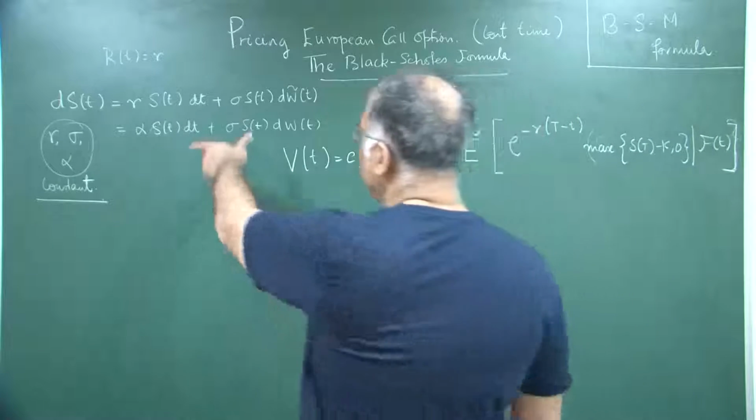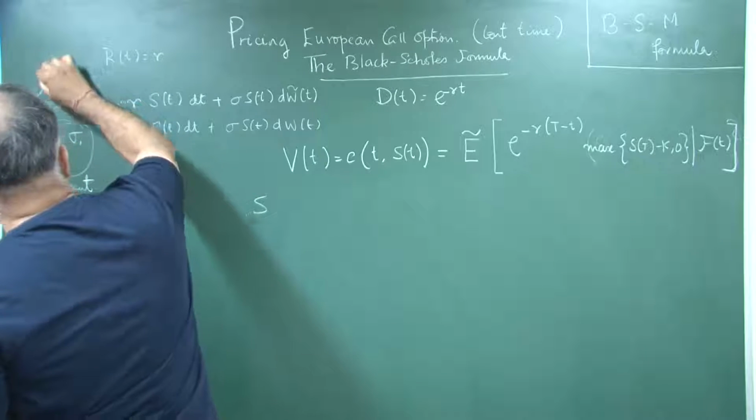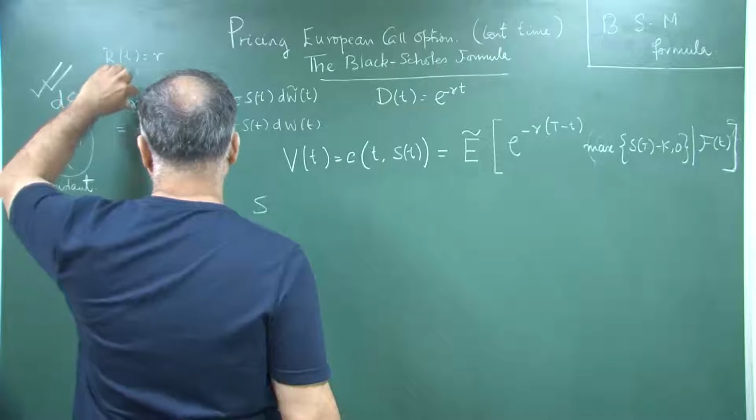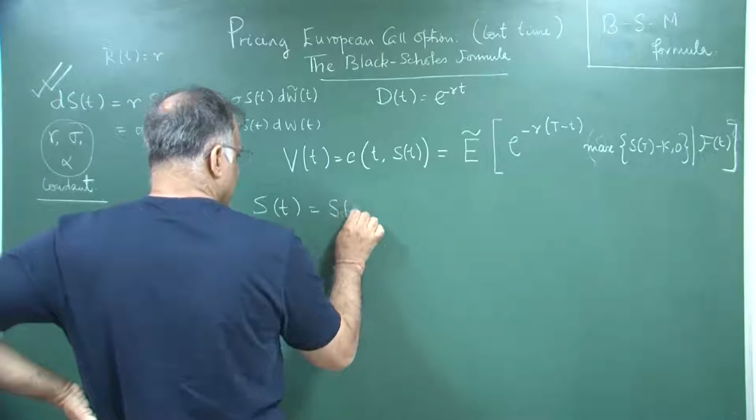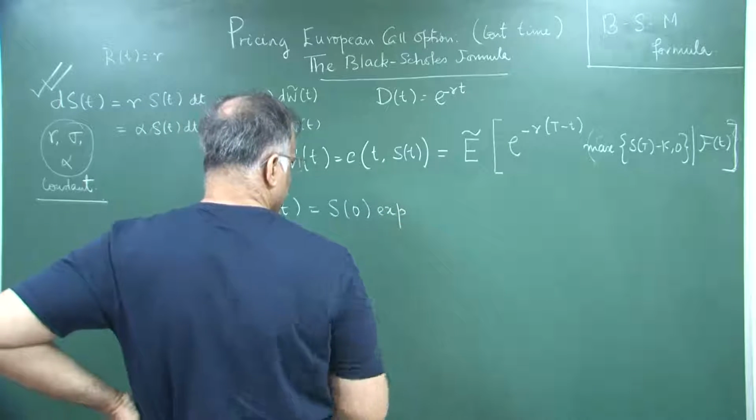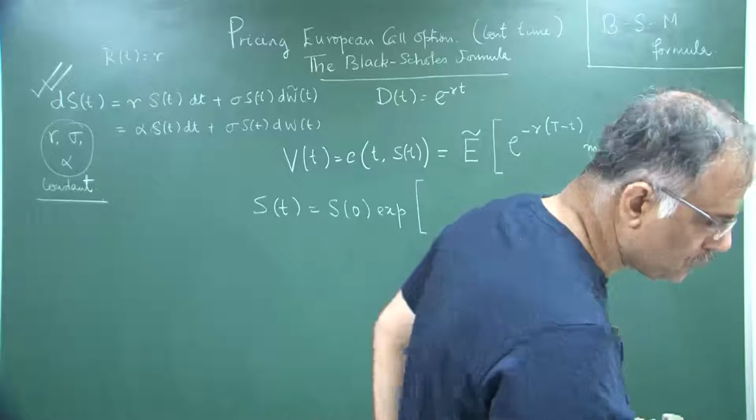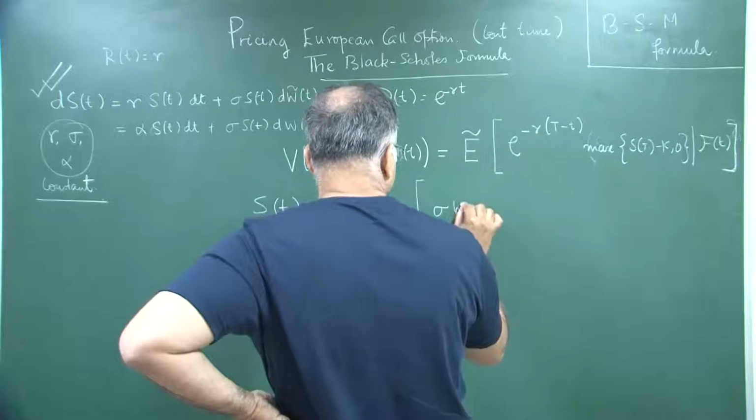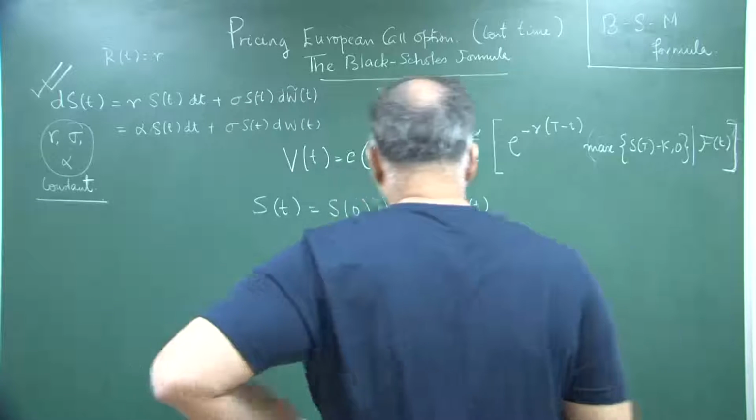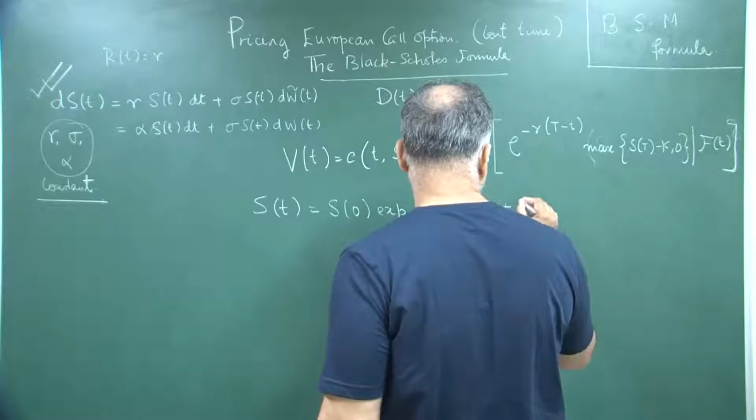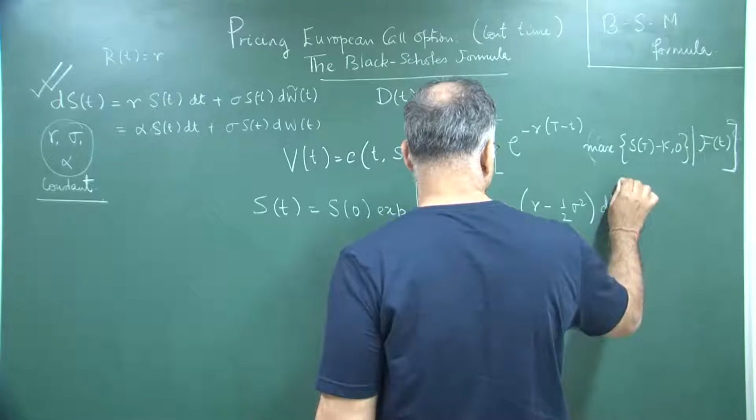Now, if I go by this formula, then I know that my S of t, if I go by this formula in the risk neutral pricing, right, where your R is of course the standard fixed interest rate, St is S0 into exponential sigma Wt, because this is the constant, so integral 0 to t dWt is Wt, because W0 is 0, plus R minus half sigma square t. This is the formula.